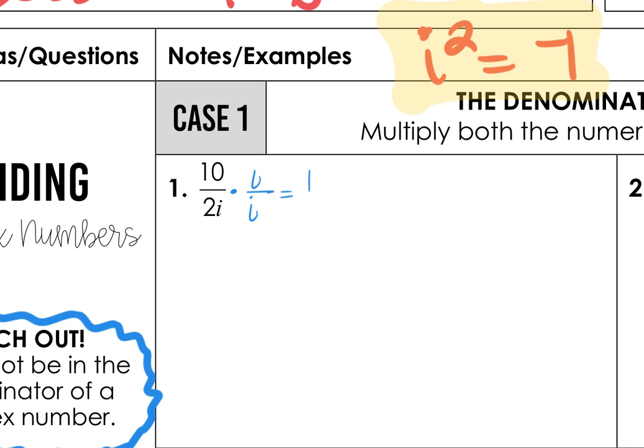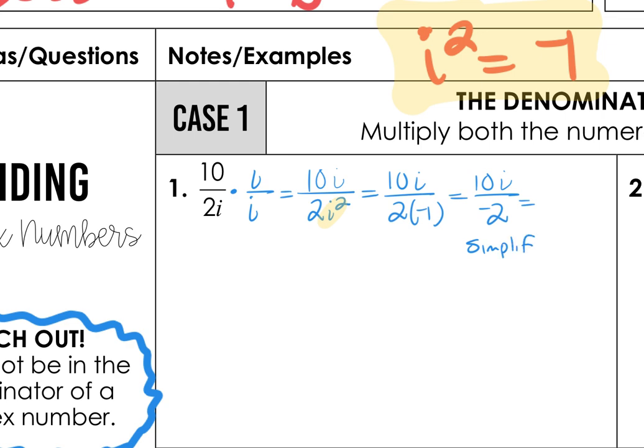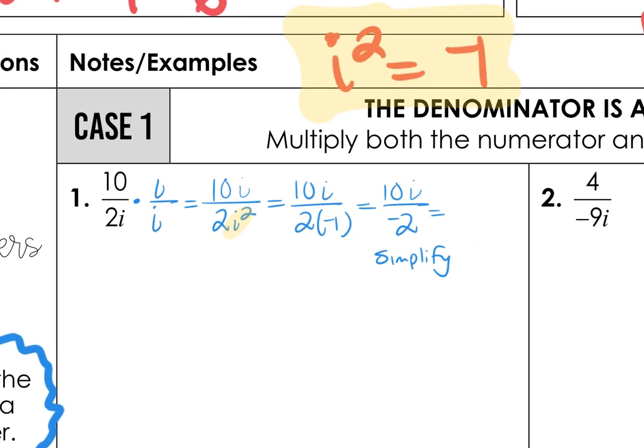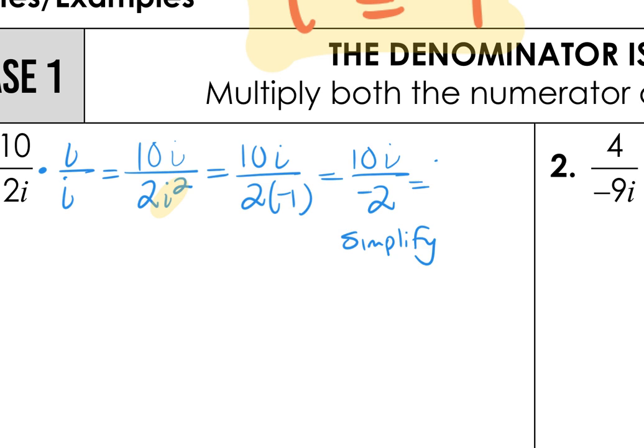Class, when we multiply fractions, we're just going straight across. So we're going to have 10i at the top. At the bottom, 2i times i is 2i squared. And now I'm remembering my rule. Where I see that i squared, I replace it with -1. So I get 10i all over -2. And then the very last step is we'll simplify. So 10 divided by -2 gives me a -5i.